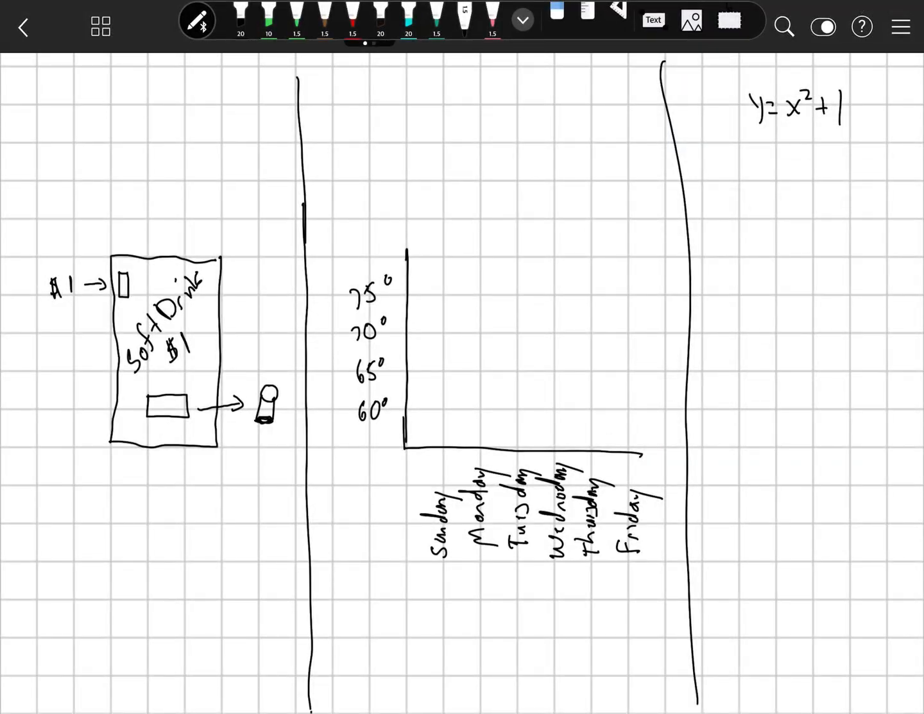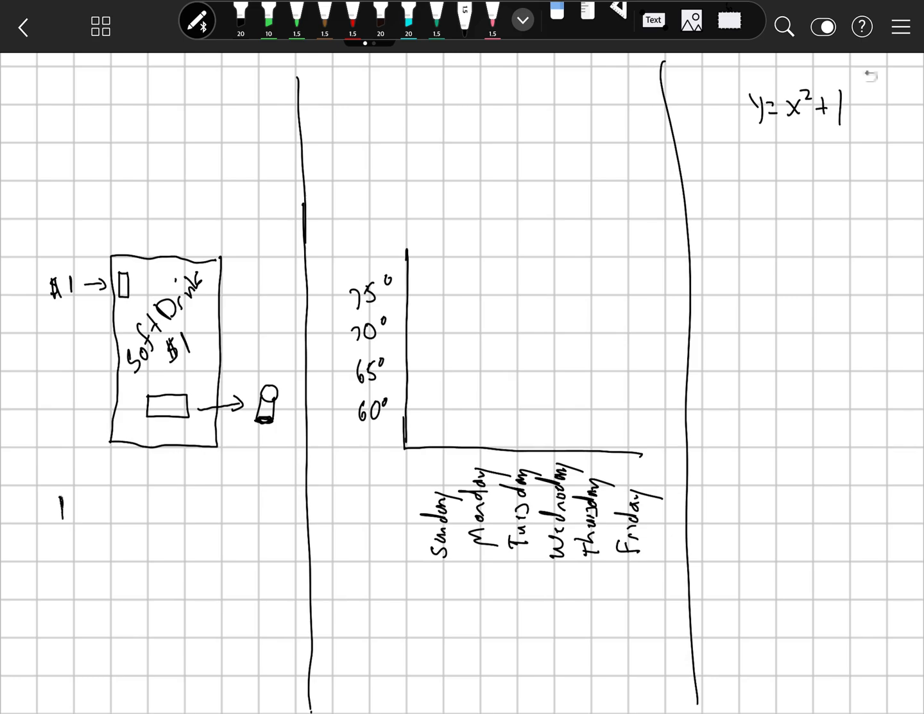I wanted to introduce the concept of function in this video, and I wanted to start off with something that you guys see every day at school. That's a soft drink machine, or maybe you see it at other places, but the idea is that soft drinks cost $1, and each time you order a soft drink, you get out one soft drink.